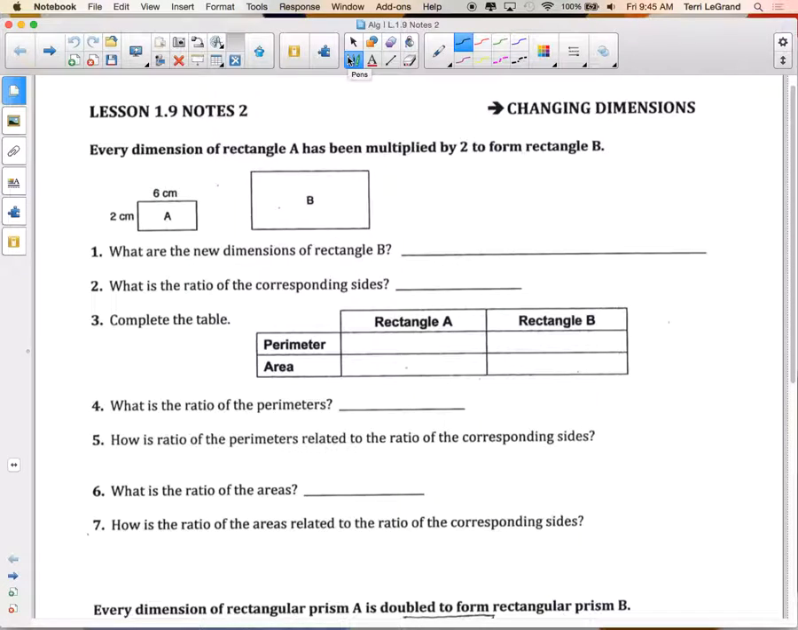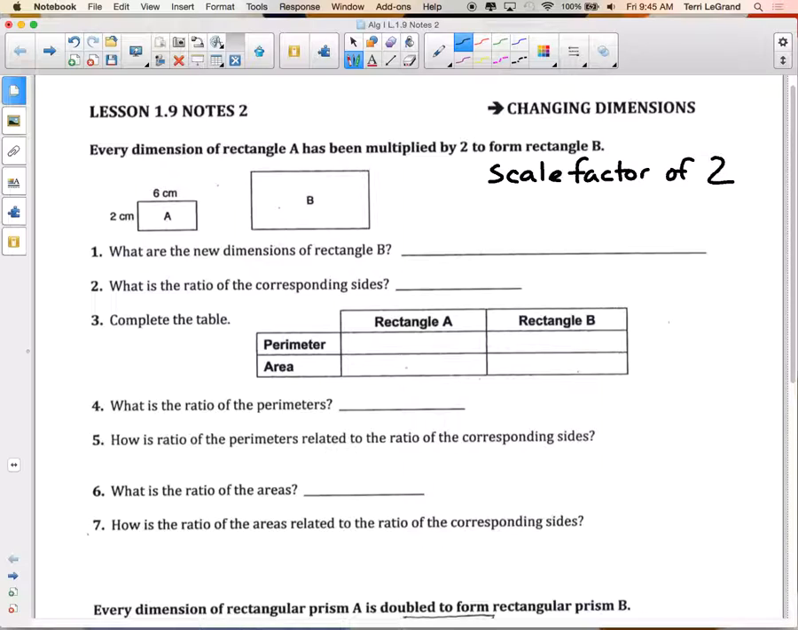So in this changing dimensions, applying that scale factor, let's start with our rectangles that we have here. Every dimension of rectangle A has been multiplied by 2 to form rectangle B. So in other words, they're saying apply a scale factor of 2. Let's just write that right here. Scale factor of 2.